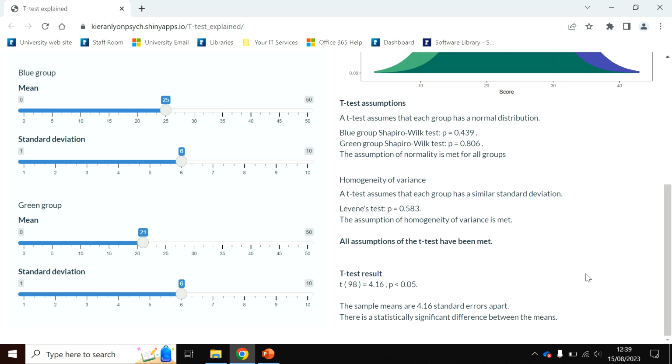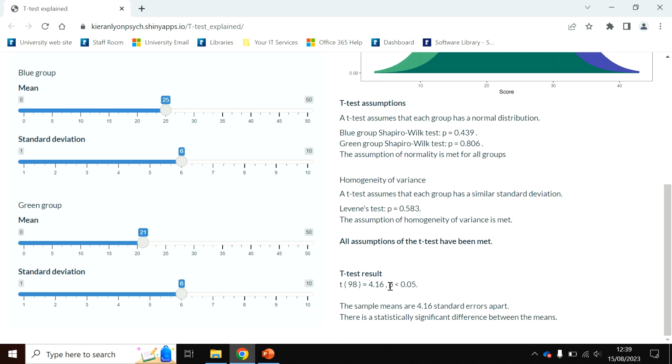Now, sometimes the t-statistic might be a negative number because the test subtracts one mean from the other, and if the second mean is larger, that subtraction will result in a negative number. But either way, it's just the difference between the means in terms of standard errors, how many standard errors they are apart from each other.